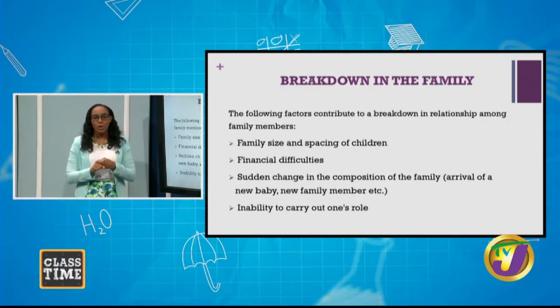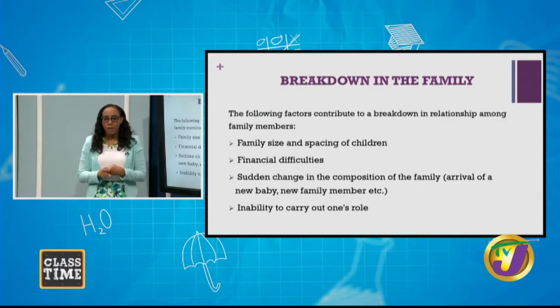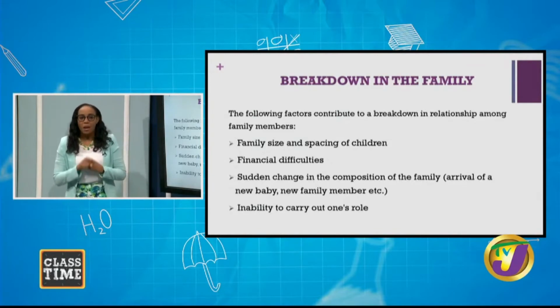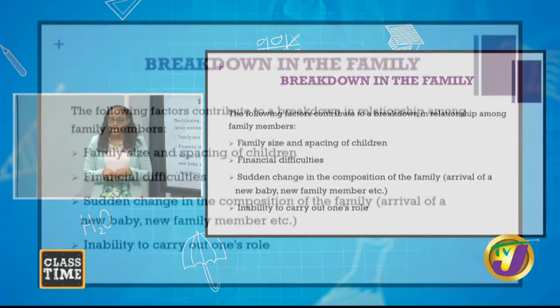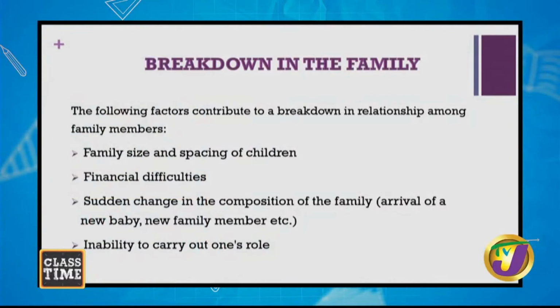So what is one of the things that can lead to a breakdown in the family? Right? Family spacing and size. They might have too many children, miss. Too many children and not think about it. Yes, it's true. Next thing, financial difficulties. Don't have no money. You have to make sure that you are stable financially to carry your family through properly.